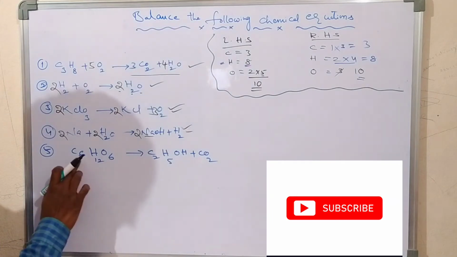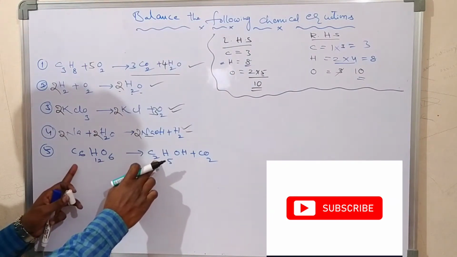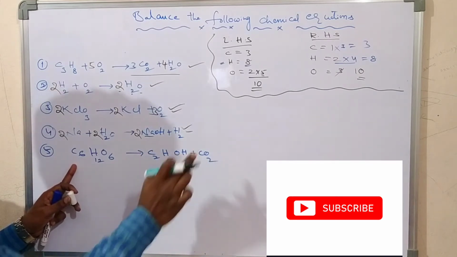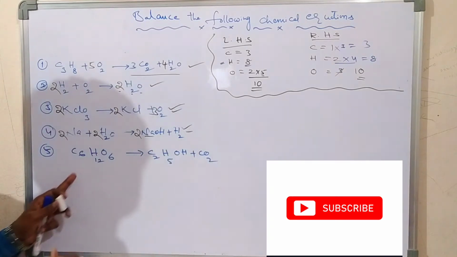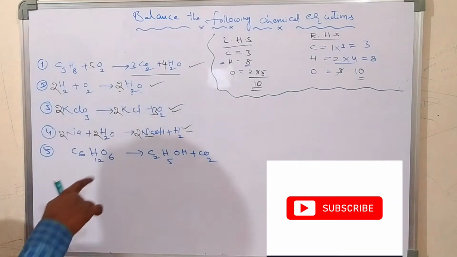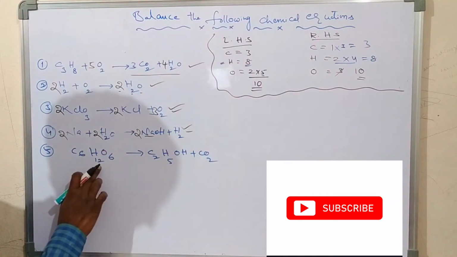Okay, look here. The carbons, how many are there here? 6 are there. Here how many? Just 2 are there. Here 1. Total 3 is there. Okay, next one is hydrogens.